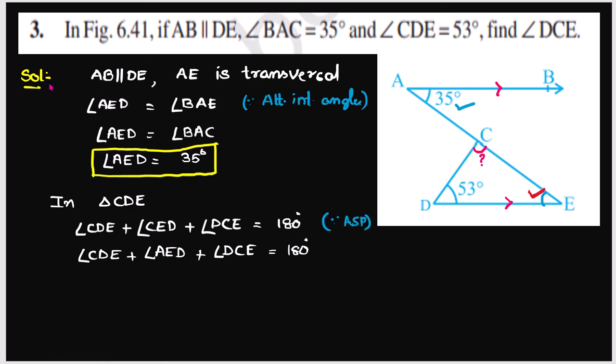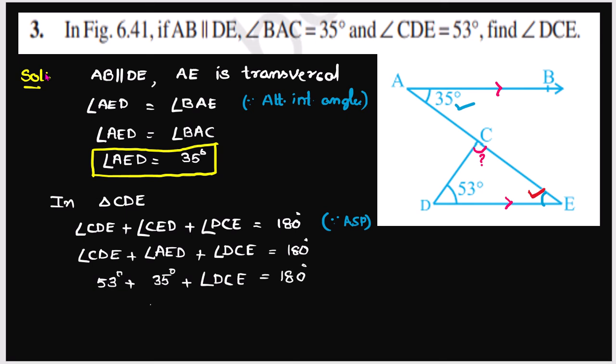From this, what is angle CDE? Already it is given, that is 53 degrees, plus angle AED, how much? Just now we have got, that is 35 degrees, plus angle DCE, that is the required angle to be found, is equal to 180.